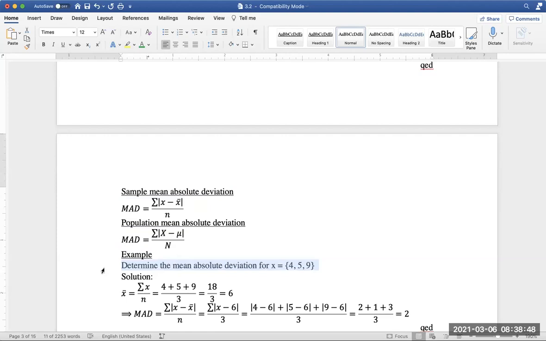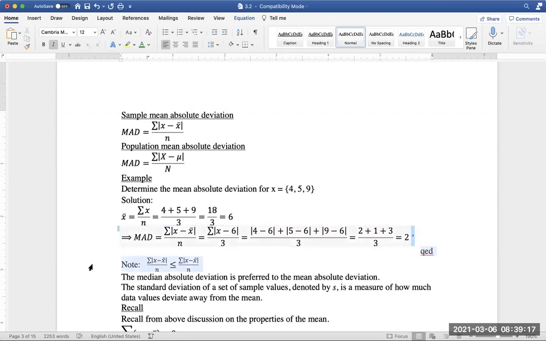So let's find the average. 4 plus 5 plus 9, 18 divided by 3, 6. So let's subtract 6 from each of these and then take the absolute value. 4 minus 6, negative 2, absolute value is 2. 5 minus 6, negative 1, absolute value is 1. 9 minus 6, 3, absolute value is 3. Add them up, so that's 6 divided by 3 is 2.